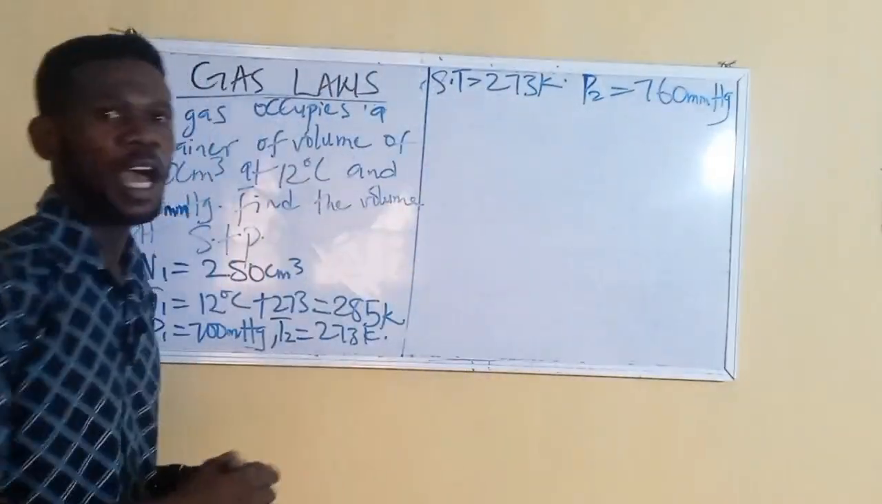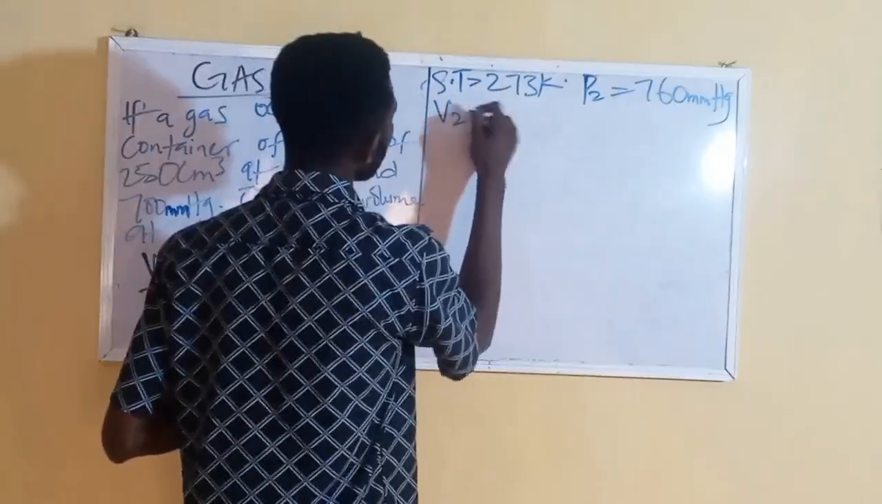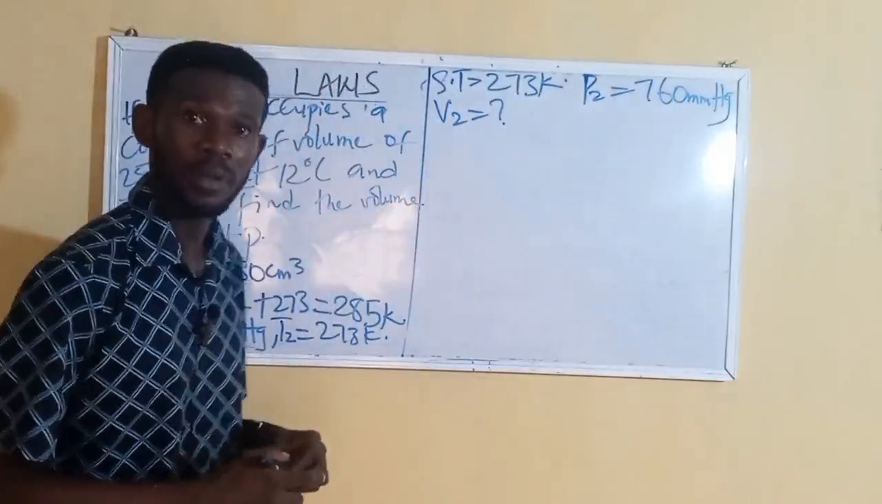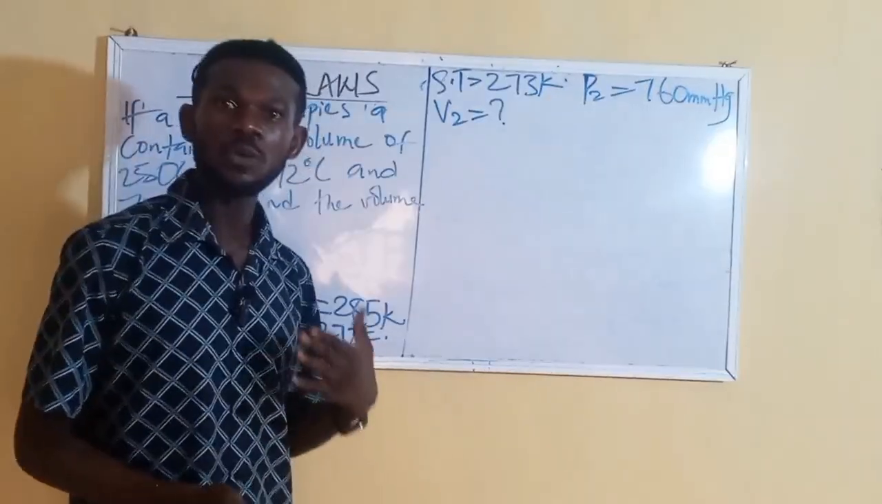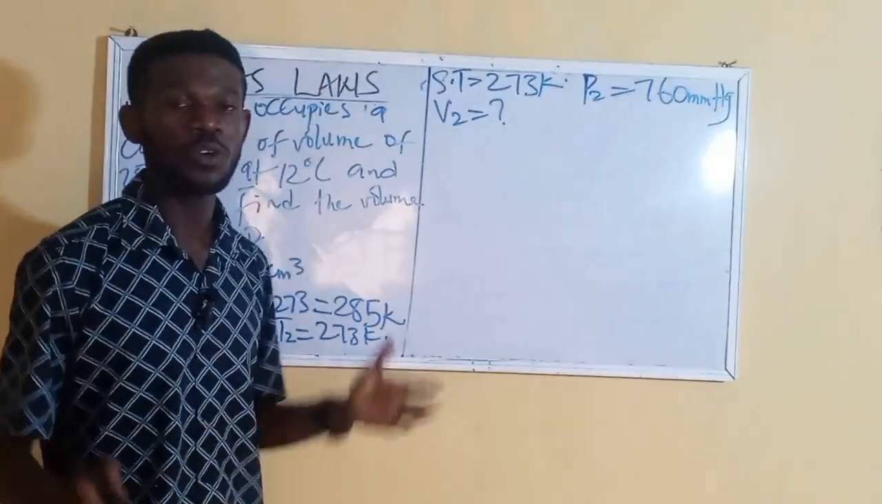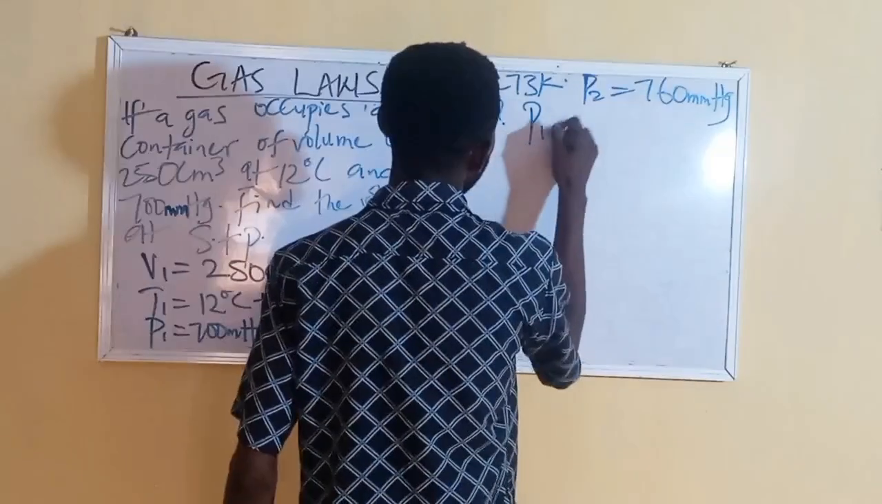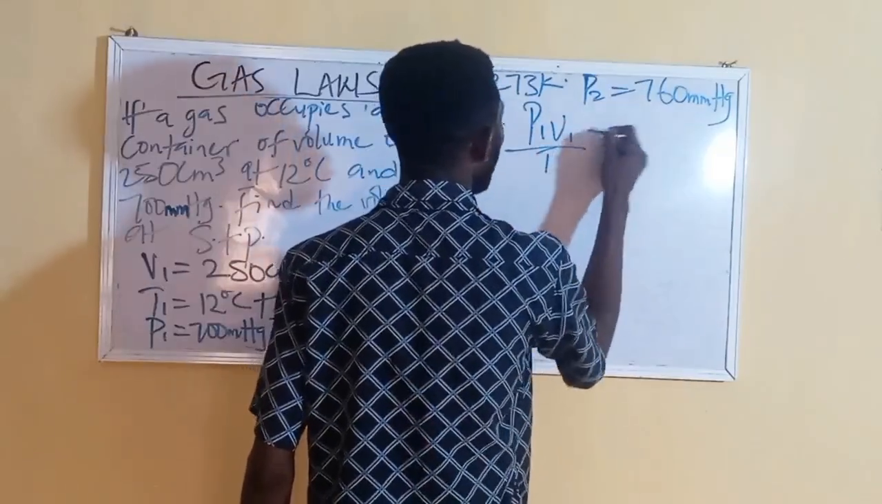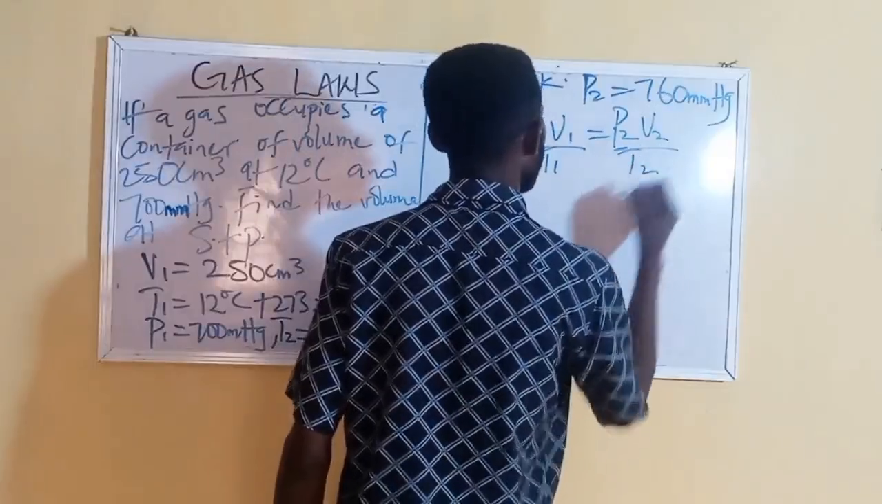Now I have this, I can now apply my formula. Remember, what we are looking for here is our V2. So I can apply my formula as P1V1 over T1 equals P2V2 over T2, because this is what we call the general gas law, or combined gas law. So P1V1 over T1 equals P2V2 over T2.